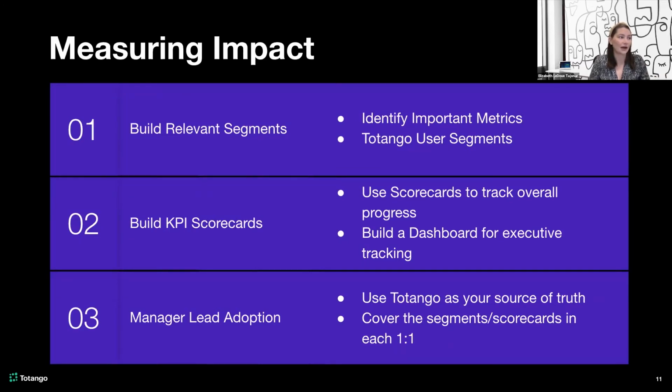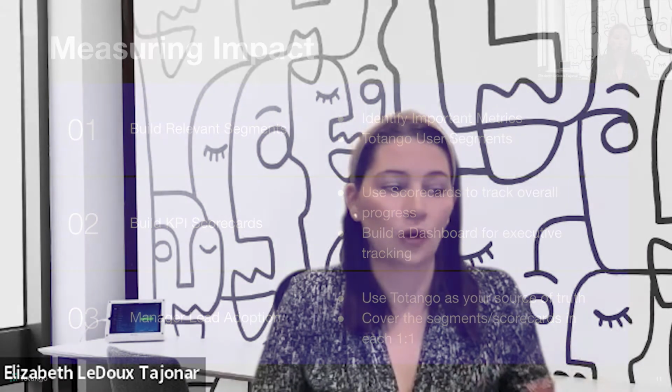And then the last area of impact measurement is manager-led adoption. This is really critical. This is where we encourage you as a best practice to use Totango as your source of truth. That means that managers will cover segments and scorecards in each of their one-on-ones. And what that allows is for the team to really congregate around those centralized journeys that have been built in the tool and use that, again, like I said, as a source of truth. So anything they need to know, there's tons of transparency. They know where their customers are at, how they're progressing. And then, of course, you as the manager know how they're progressing through their use of the tool.